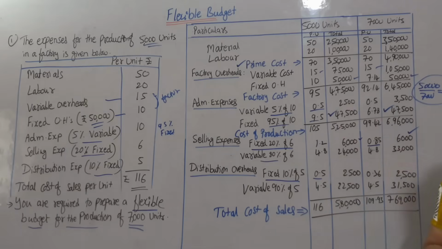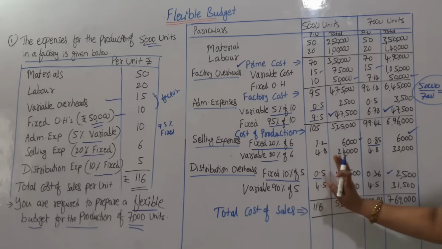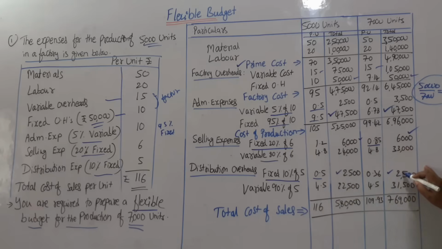0.5 into 5,000 is 2,500. The same 2,500 we will write here also. Same as the previous one: once the fixed amount is fixed here, we write the same amount. Now this 2,500 divided by 7,000, you get 0.36 over.